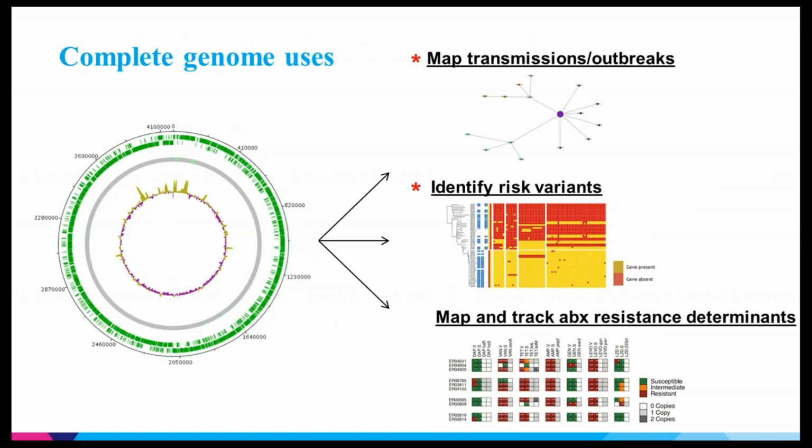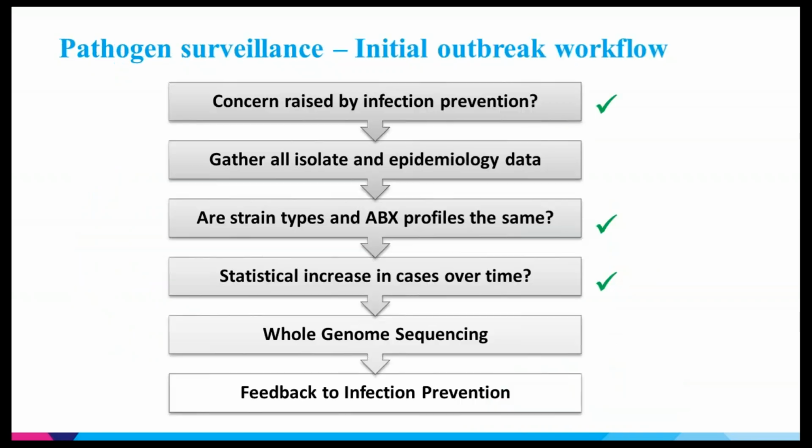There are a couple of use cases that we are primarily interested in the lab. One is mapping transmissions and outbreaks. The other is to identify risk variants, so gain or loss of certain virulence or resistance elements, and also to map and track emergence of new antibiotic resistance determinants. Today I'll be talking about the first two of these, and I'll start with mapping of transmissions and outbreaks and how we are using whole-genome sequencing to do that.